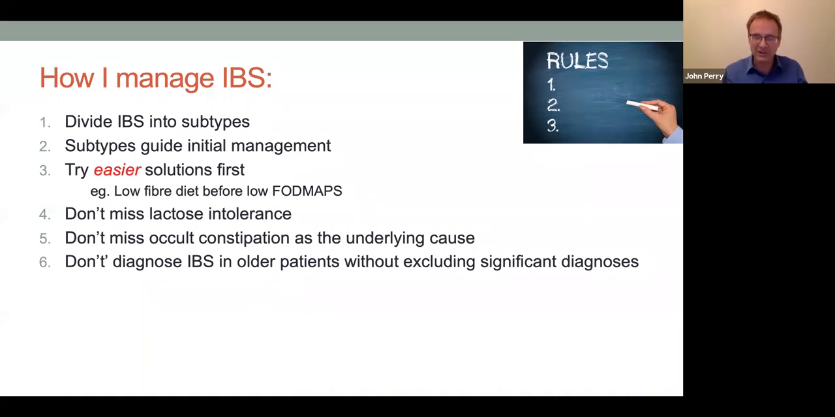Occult constipation, as I've said before, can be the underlying cause in any symptom pattern. And the other thing to mention is don't diagnose IBS in older patients. Older patients don't generally seem to get IBS. They can get it, they can have had it for years, but generally they'll have symptomatic diverticulosis, and the whole thing will be constipation driven, or there may be something more significant underlying. So you do need to investigate those patients before you can label them as IBS.